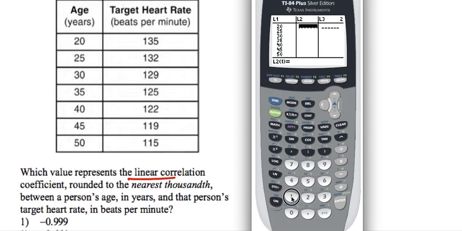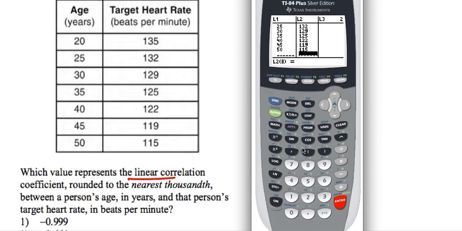And here you get 135 and 132, 129, 125, and 122, 119, and 115.